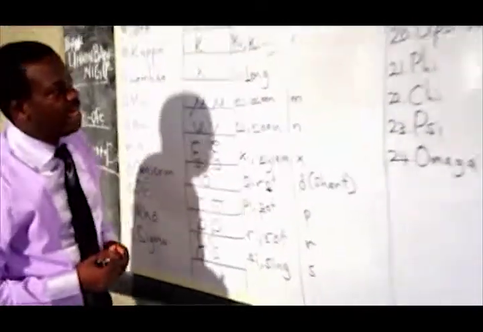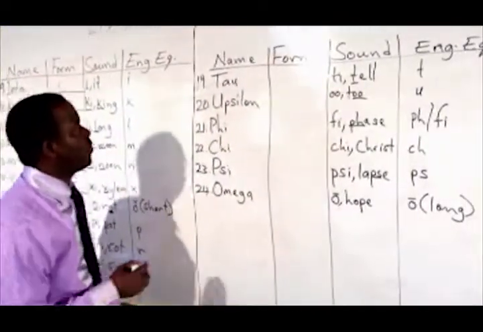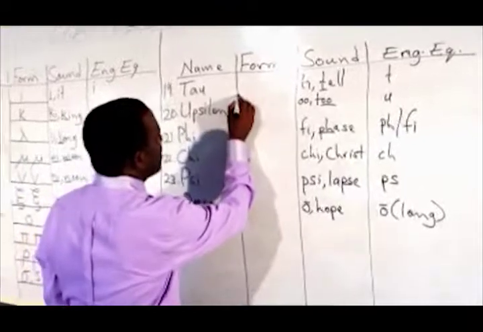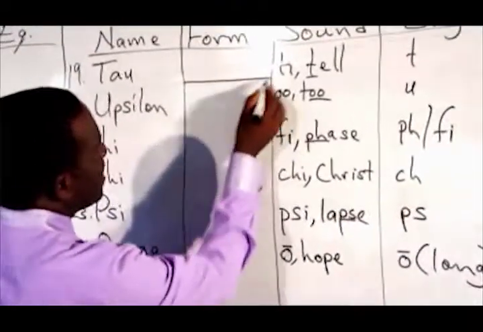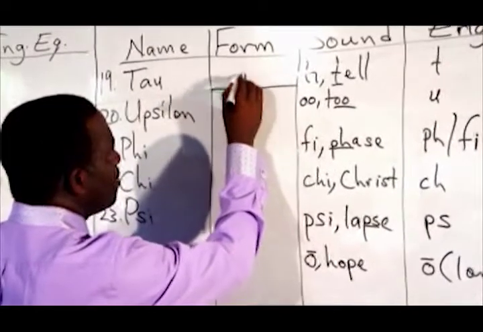The next Greek letter is tau. Your line again, and this is exactly how to write tau.